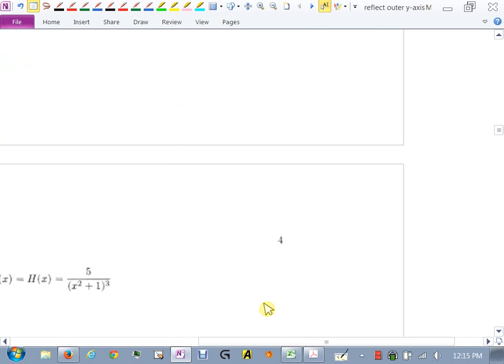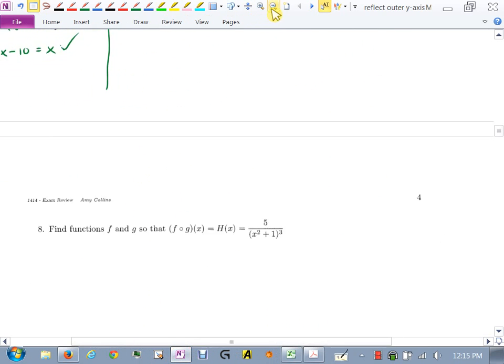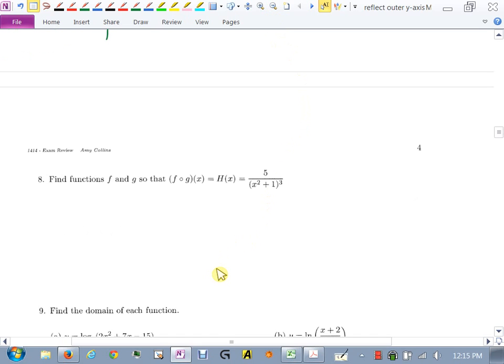All right, so I like that problem. And then I think this is where I ran out of time. So let's see what else I've got here. Find the functions f and g so that f of g of x is this. I don't recall doing that.